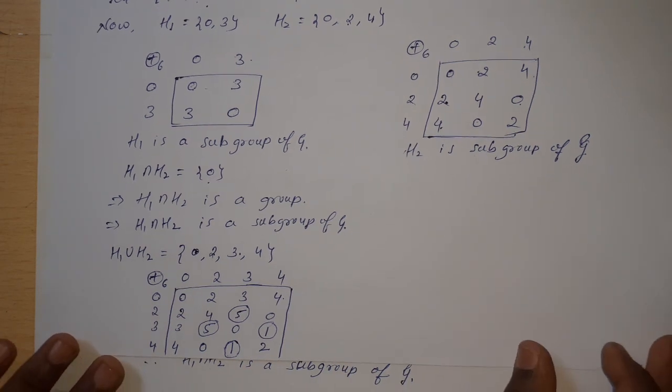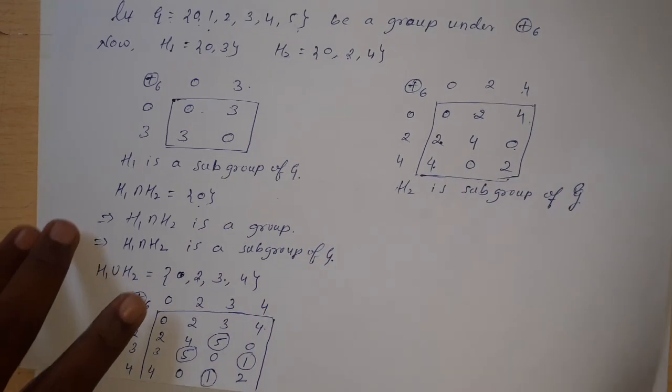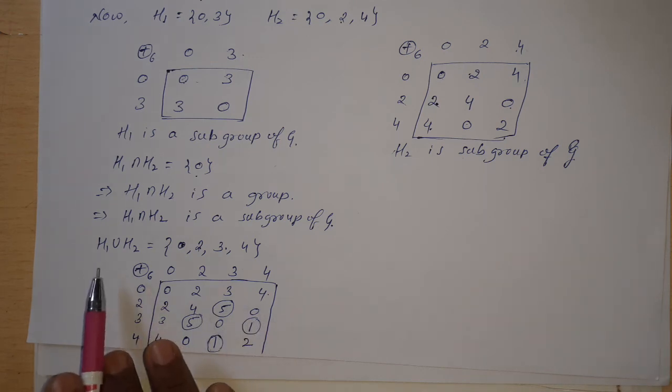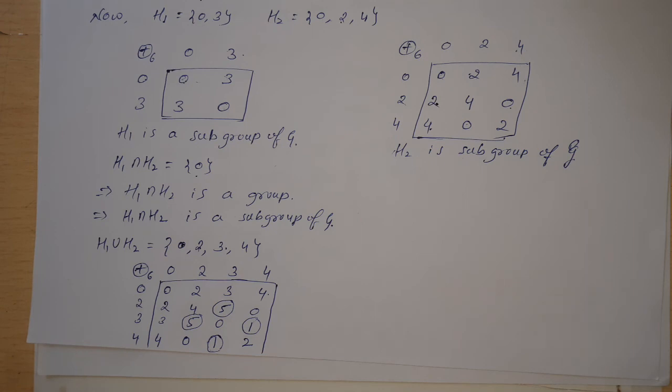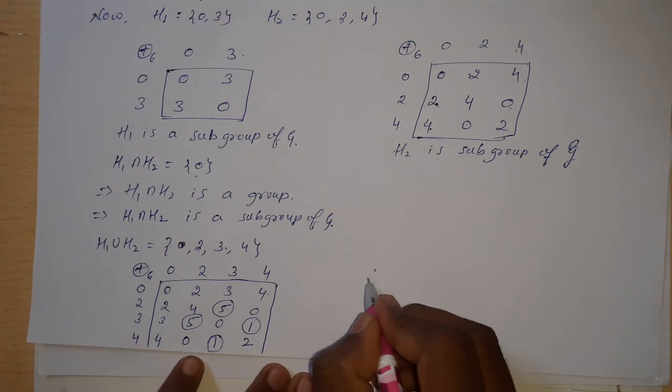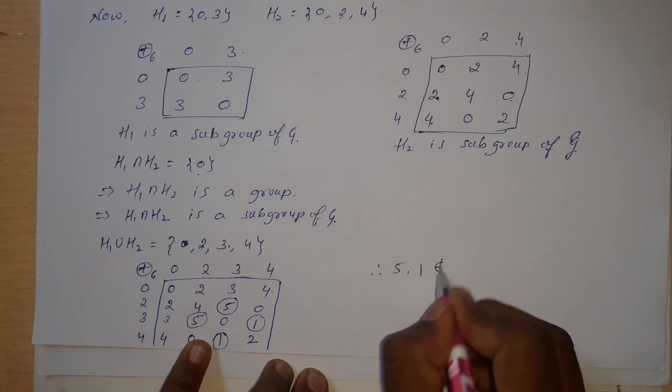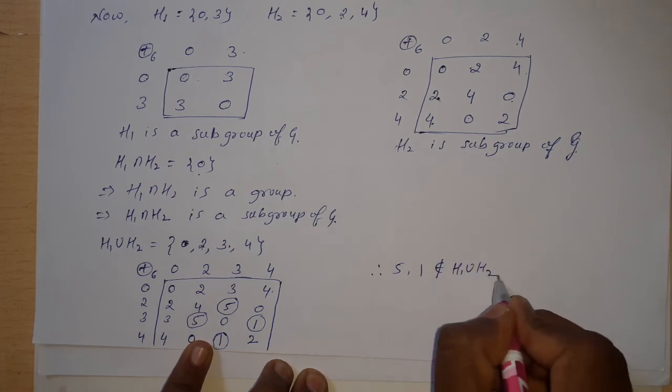What is the first property? If all the elements of the table belong to the given set, then we can say that the closure law is verified. But here these elements do not belong to the given set, so closure is not satisfied. If the closure law is not satisfied, then we cannot move further, because the first law has failed. If any one law of the 4 laws fails, then we can say that it is not a group. So here we can write the conclusion. Therefore 5 and 1 do not belong to H1 union H2.